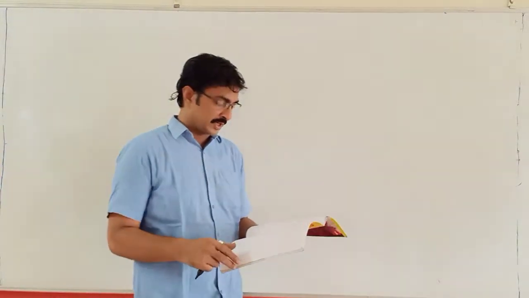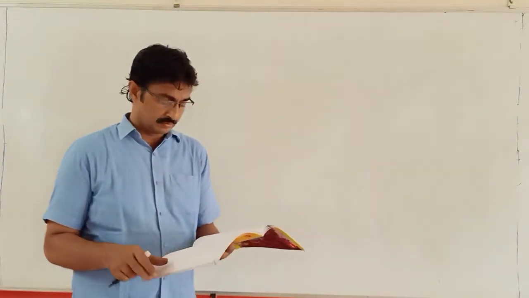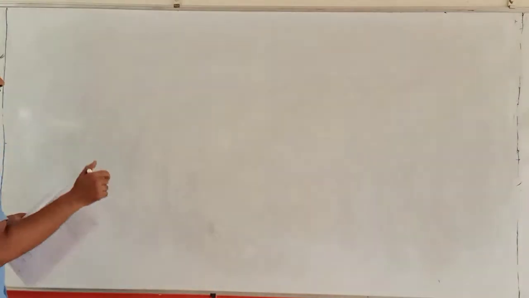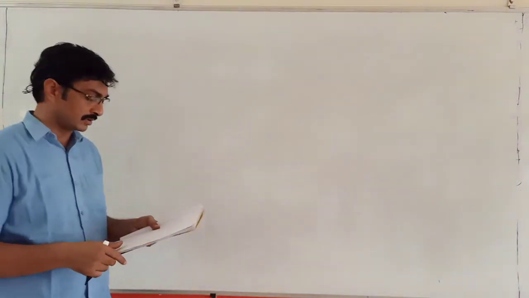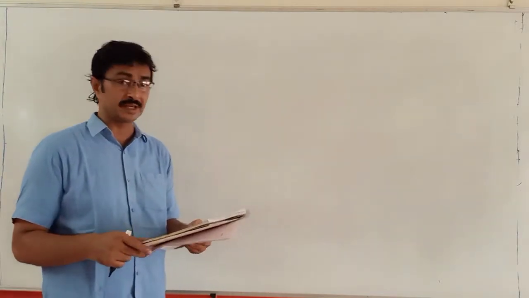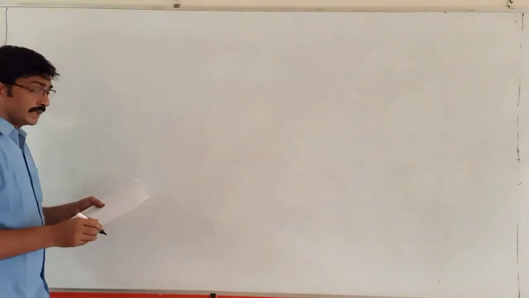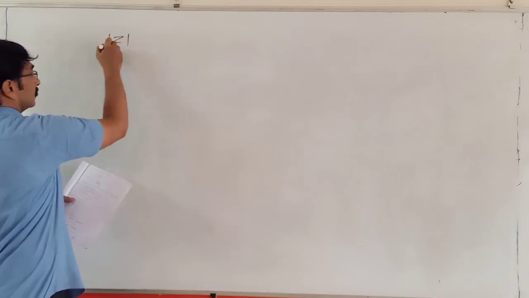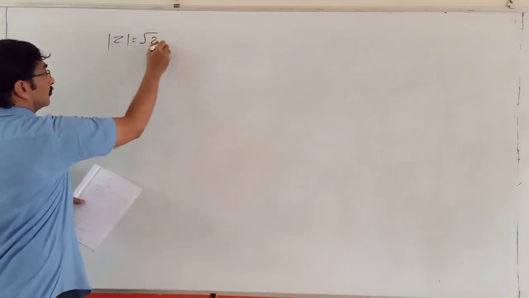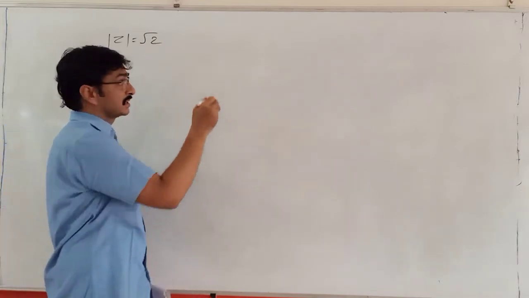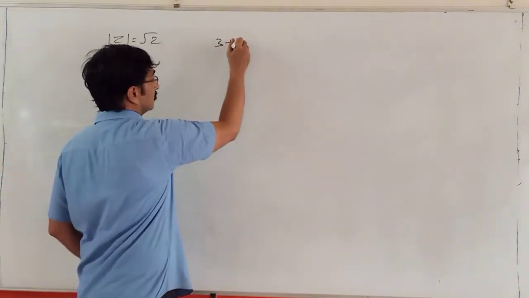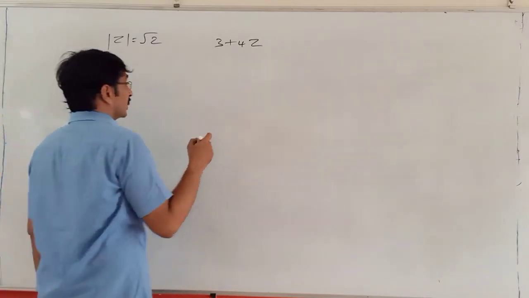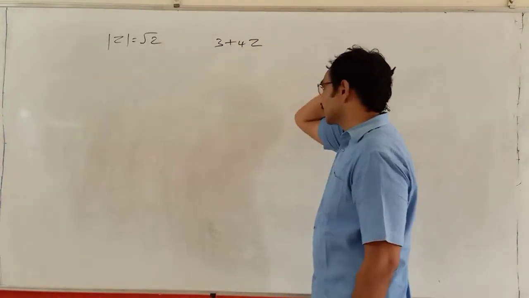Now I am going to explain problems related to yesterday's concept, that is your standard locus. See, first one, please all of you see the class notes while I am reading the problem. If mod z equal to root 2, then locus of 3 plus 4z. Locus of 3 plus 4z is required.